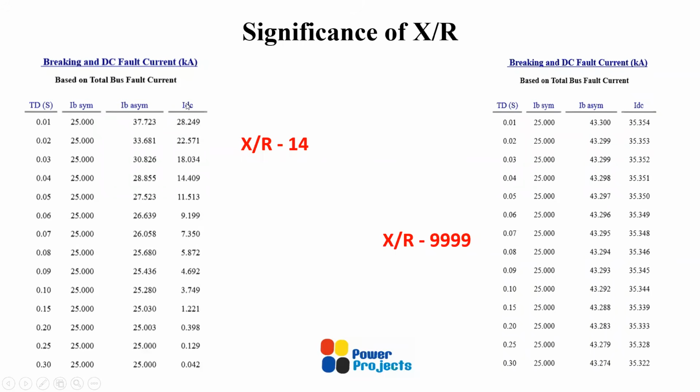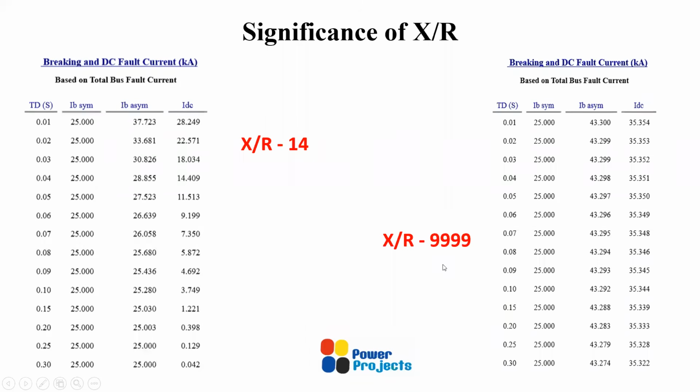Since IDC is coming down, though IB symmetrical is constant, IB asymmetrical, which can be calculated using a formula, square root of the square of IB symmetrical plus the square of IDC. So this IB asymmetrical is also changing. And IDC is approaching almost 0 in 300 milliseconds with X by R 14. And probably your IB symmetrical and asymmetrical are almost close, meaning in less than 100 milliseconds.